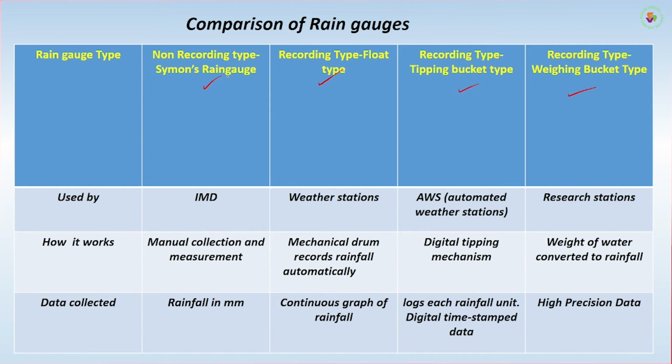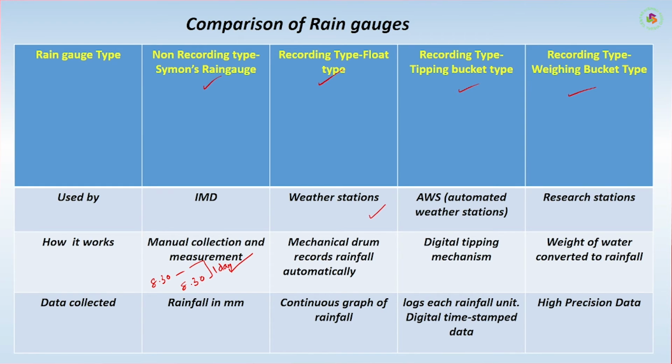Now you tell me, Simon's rain gauge is manual collection. Every day at 8:30, morning 8:30 today, and then again next day morning 8:30. That completes one day. A person should be there. He has to go every day. He has to take out the glass jar, pour it into a measuring glass, measure it, and write it in the book or computer, whatever it is. He has to enter the data. Whereas the second one is commonly used in all weather stations.